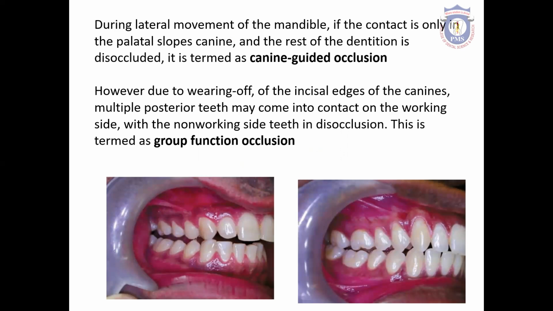During lateral movement of the mandible, if the contact is only on the palatal slopes of the canine and the rest of the dentition is disoccluded, it is termed canine-guided occlusion. However, due to wearing off of the incisal edges of the canine, multiple posterior teeth may come in contact on the working side with the non-working side teeth in disocclusion. This is termed group function occlusion.